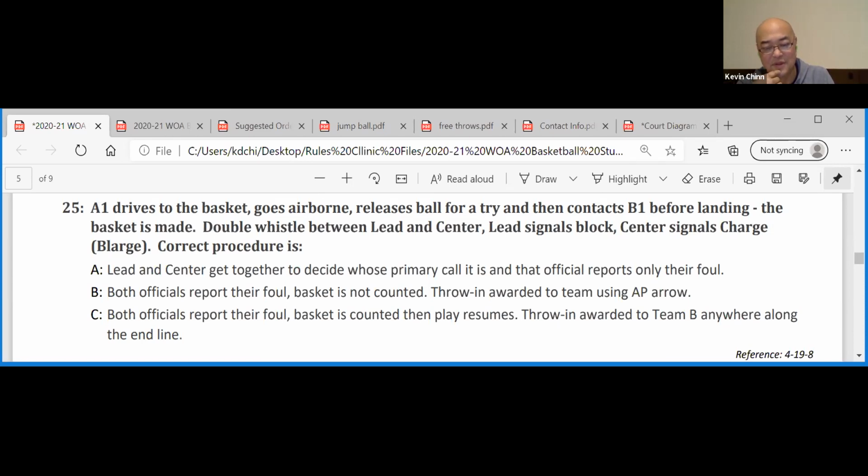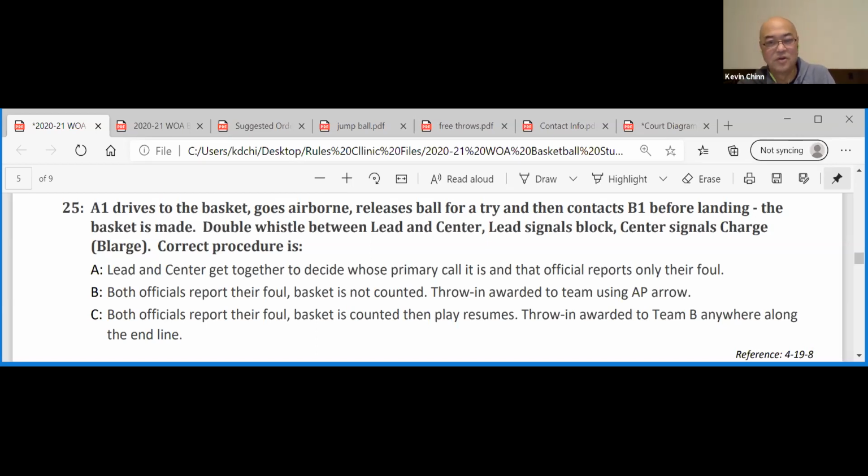All right. If you guys know, in a normal case, if you have a foul on A1 going to the basket and it's considered a charge, we don't count the basket. But this is not the case in a double personal foul. Okay. So A1 gets a foul, even though he's the offensive player.